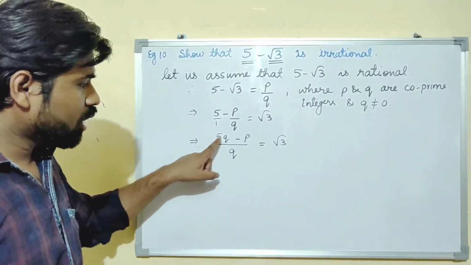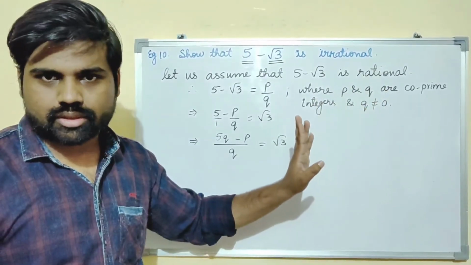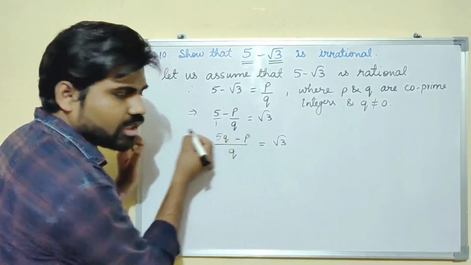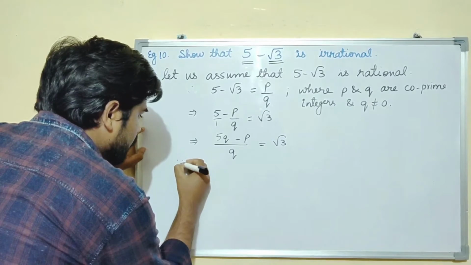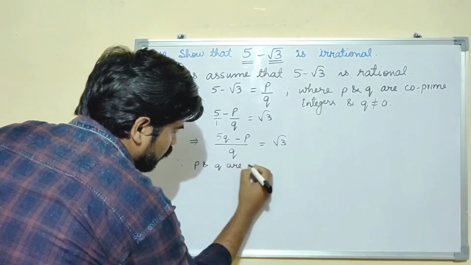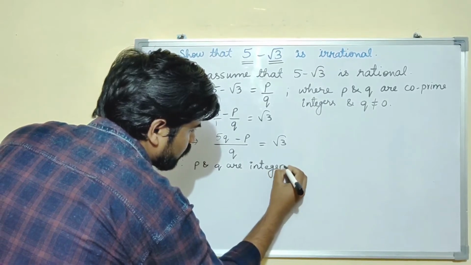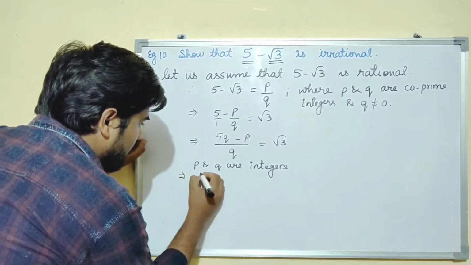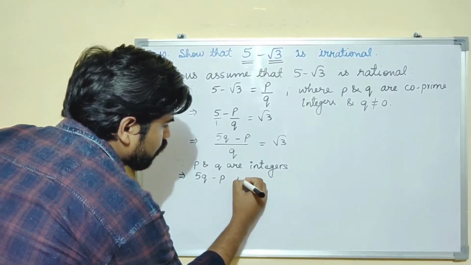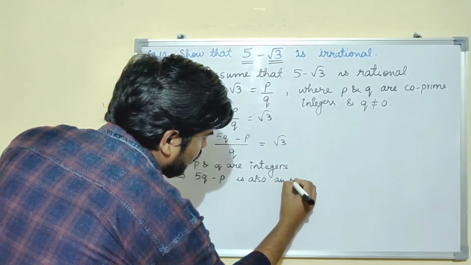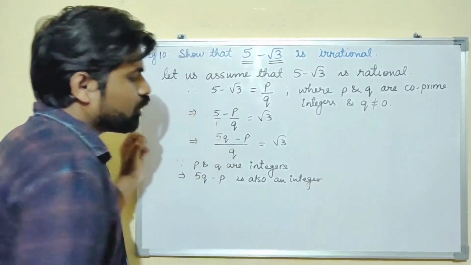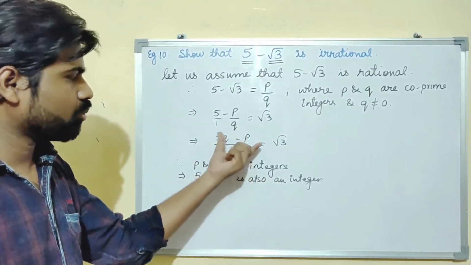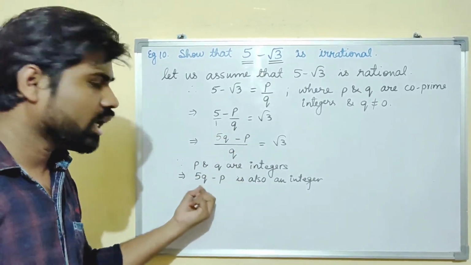Now you know that p and q are integers, co-prime integers, right? Integer minus integer is integer only. That means this expression is an integer. Let me just write it for you. Since p and q are integers, because we assumed that p and q are co-prime integers, this implies that 5q minus p is also an integer. You know the closure property of integers, right? The difference of two integers is an integer only.